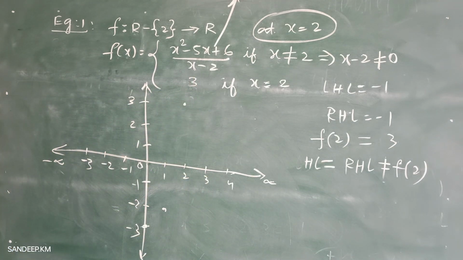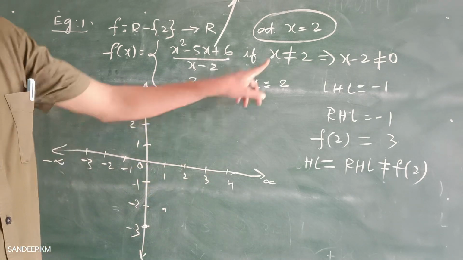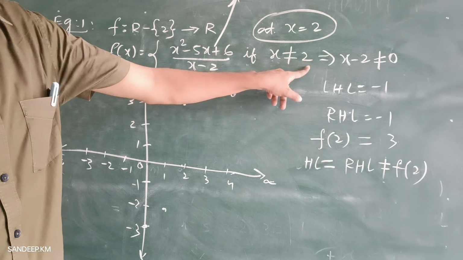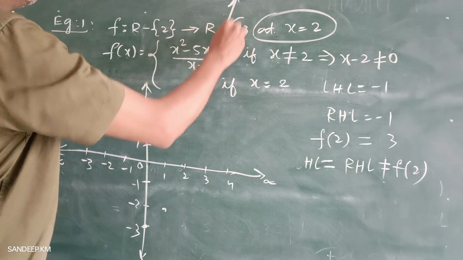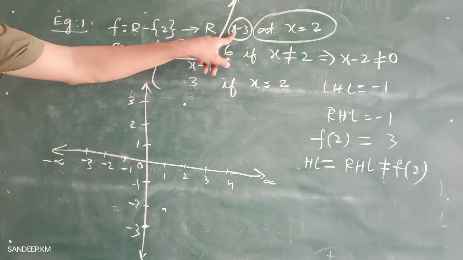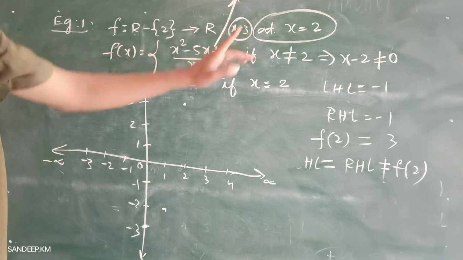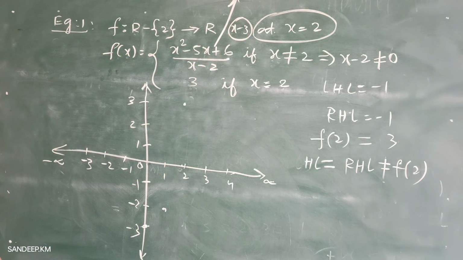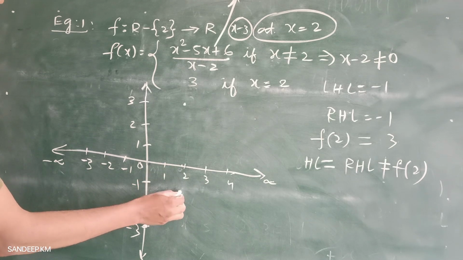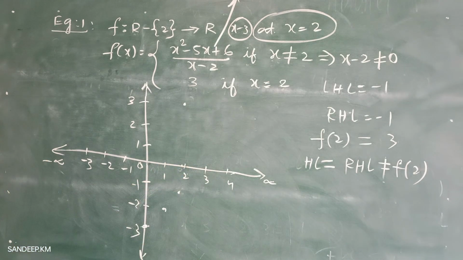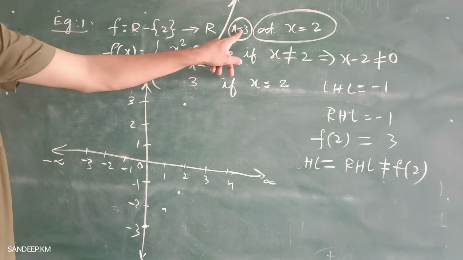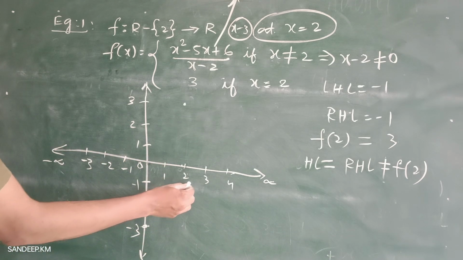But dear students, when input is just lesser than 2, for example, let me take 1.9. When input is 1.9, which is not equal to 2, we can substitute here now. 1.9 minus 3, that is actually x minus 3. So 1.9 minus 3 is minus 1.1, correct or not? Minus 1.1 means somewhere here. When input is just more than 2, what happens? 2.1 for example, 2.1 minus 3 is minus 0.9.